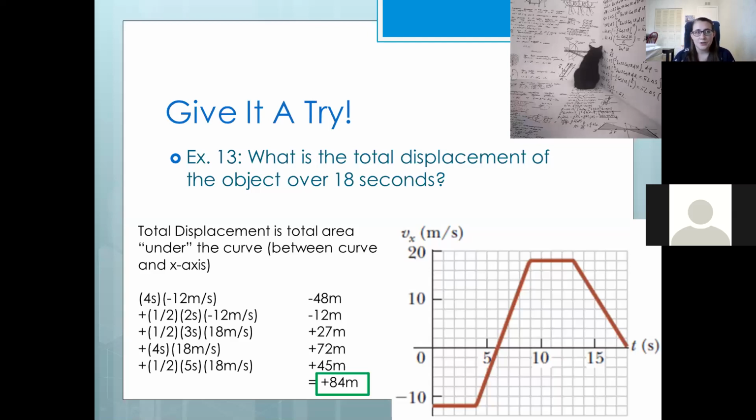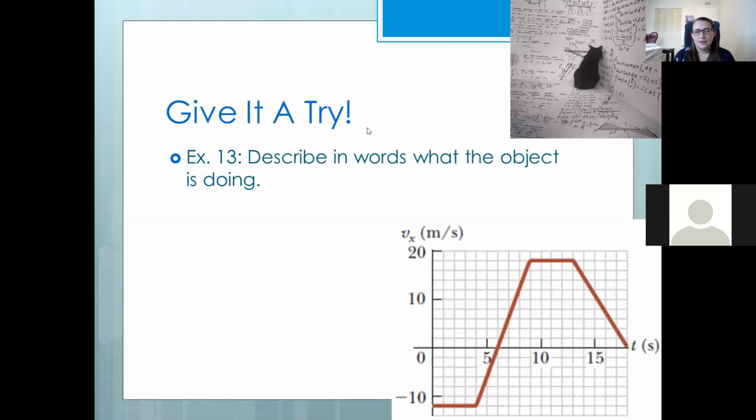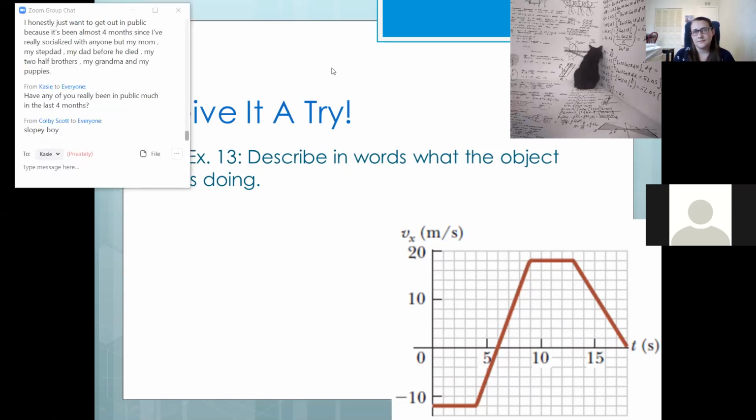But that's not the next question that I want to ask you about this example. The next question that I want to ask you is to describe in words what this object is doing. So think about the velocity, what the graph actually means about its motion. Think about how that relates to its position. Take a second and think through this. What do you think this object is actually doing?